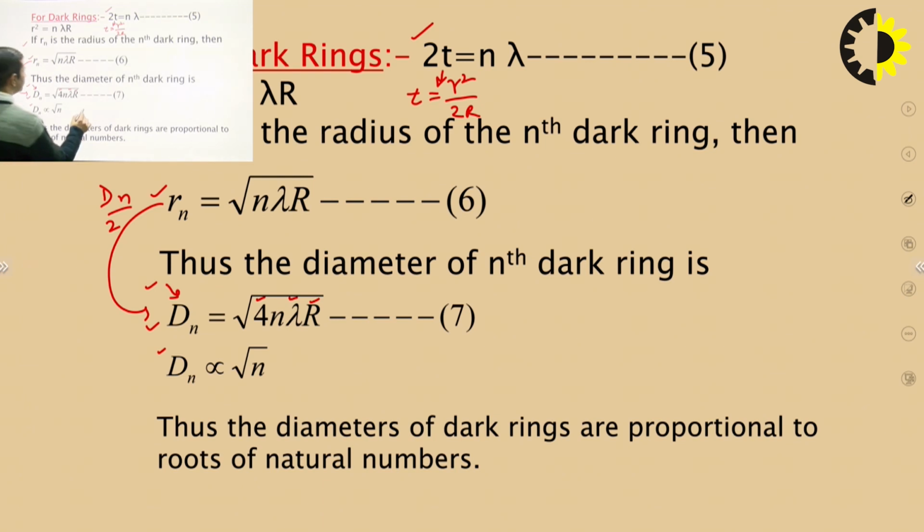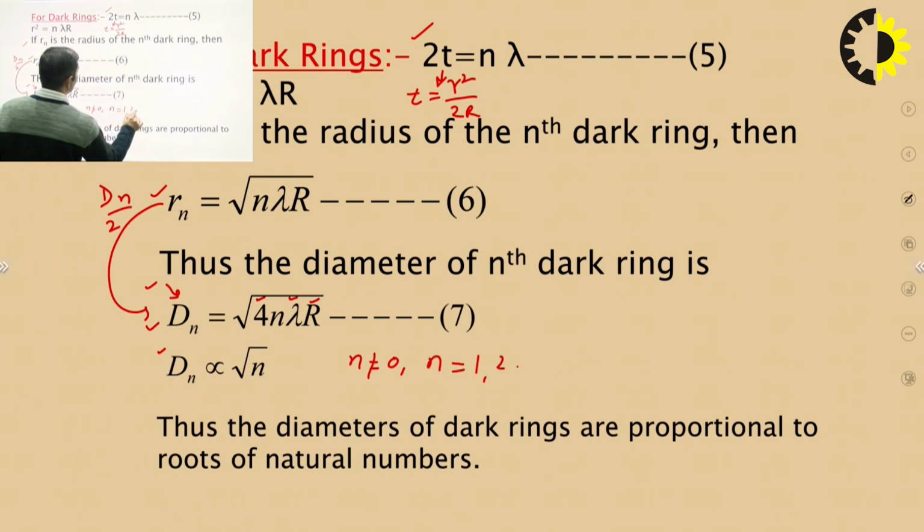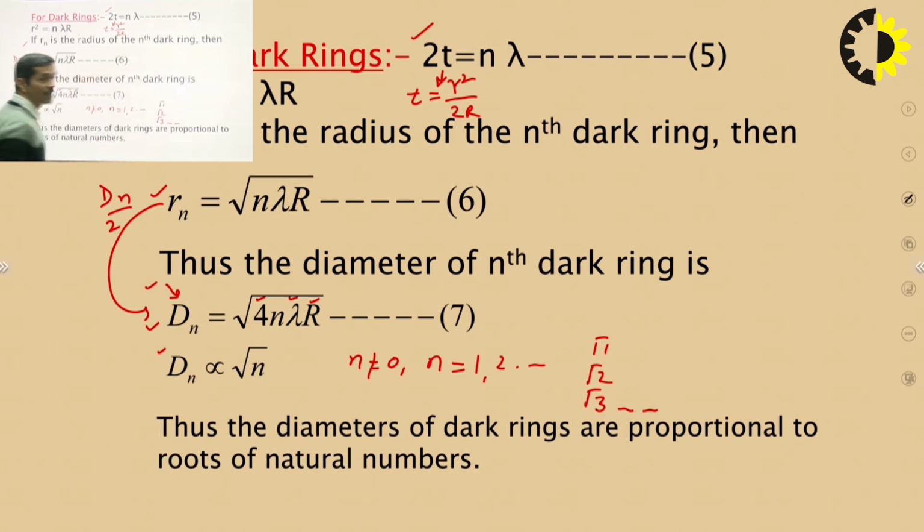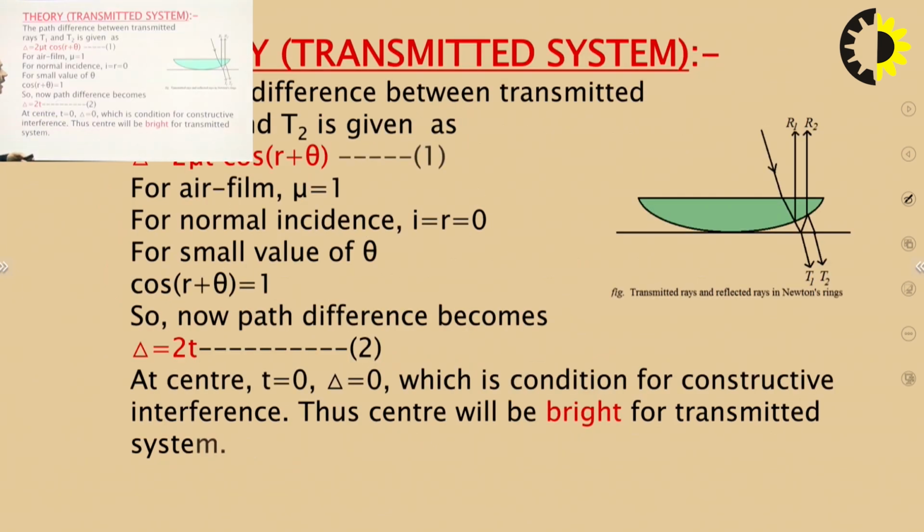Now if we put n, we cannot take n equal to 0, because the diameter cannot be 0 for any ring. So n cannot be 0. So n will start from 1, 2 and so on. If you put n equal to 1, then it will be proportional to root 1, root 2, root 3, and so on. That means the diameters of dark rings are proportional to the roots of natural numbers. In this way we can find out how the diameters of bright and dark rings will vary.